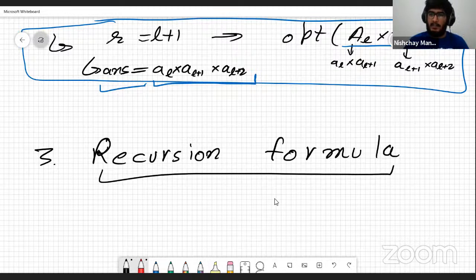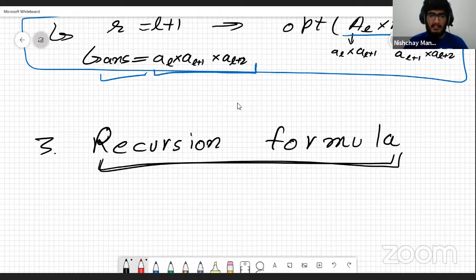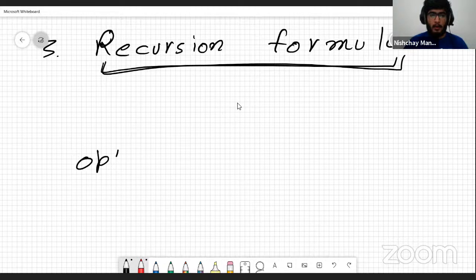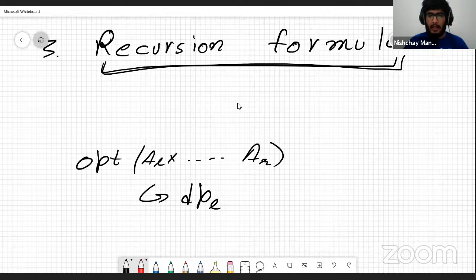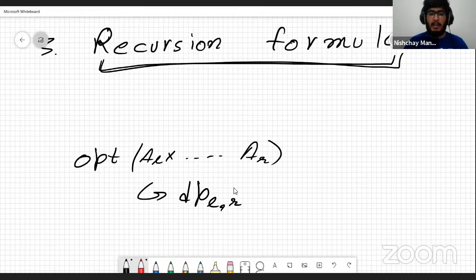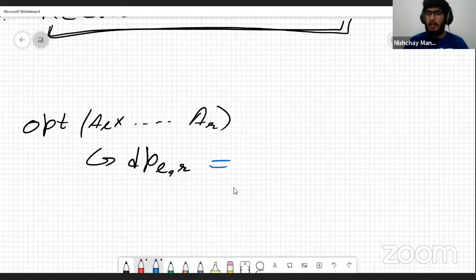The base case is just a trivial step. You can also forget that step. Basically you are trying to find the states and the recursion formula. These two things you have to find out for any dynamic programming problem. And in here the recursion formula is going to be, let's say I denote optimal of AL up until AR as dp L comma R, right? So basically what the recursion formula means is trying to calculate what this dp L R is going to be, right?